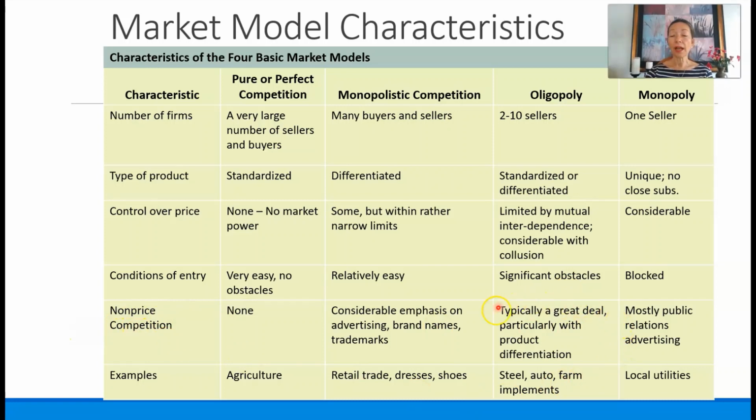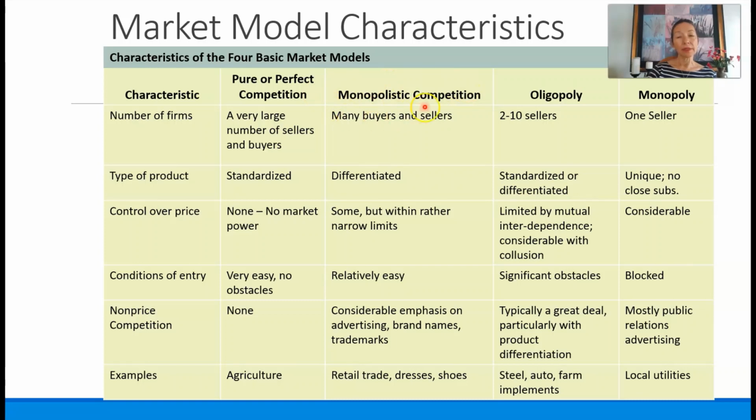Non-price competition. Competition among oligopolies typically has to do with product differentiation. How is my product better than my competitors? Okay. How is it that Coca-Cola is better than Pepsi? How is it that Nike is better than Reebok? And they position themselves, and this is where you're going to see advertising and a lot of the trying to distinguish their product from the other one. Examples: steel, auto, and farm implements.